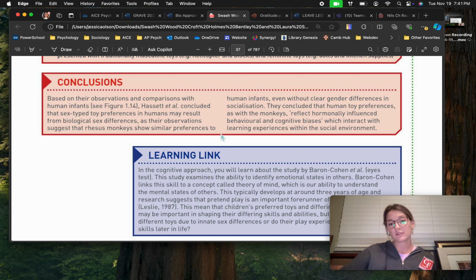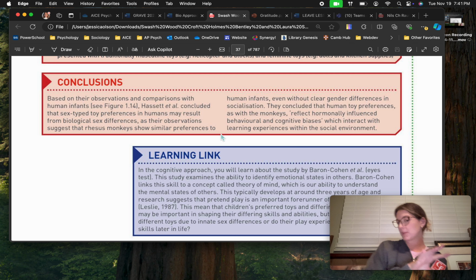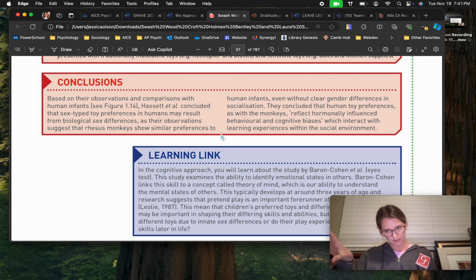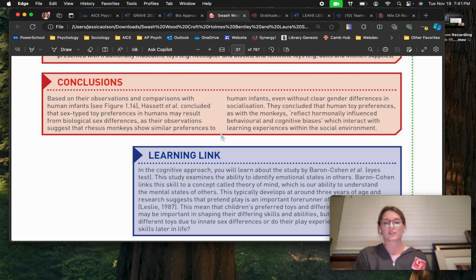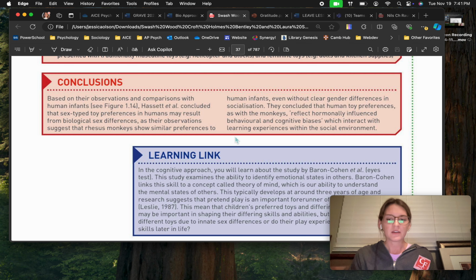But I want you to also consider that this study was being used to generalize to children, human children. We were using monkeys to generalize to humans. Okay, so that's our first one with generalizability.